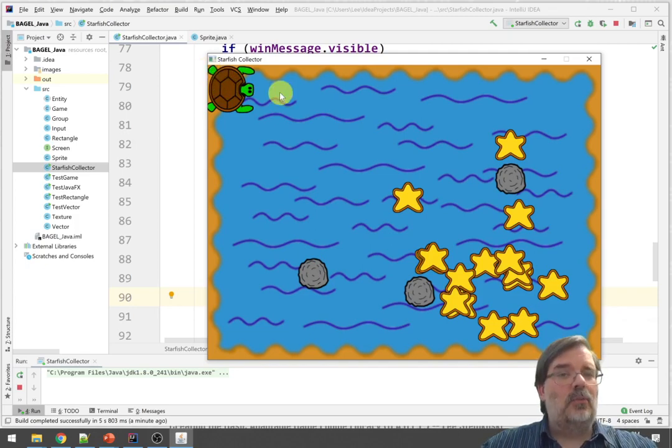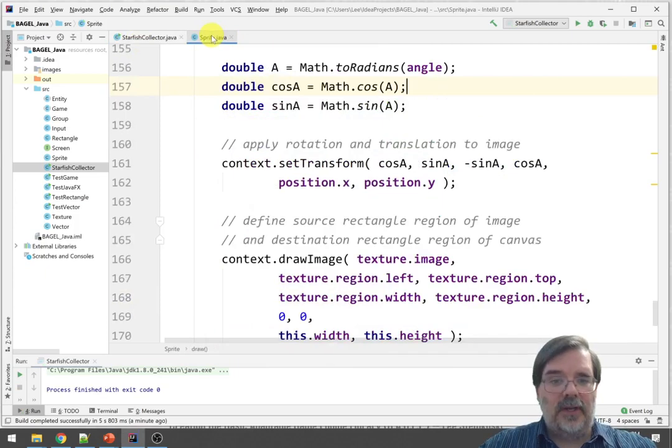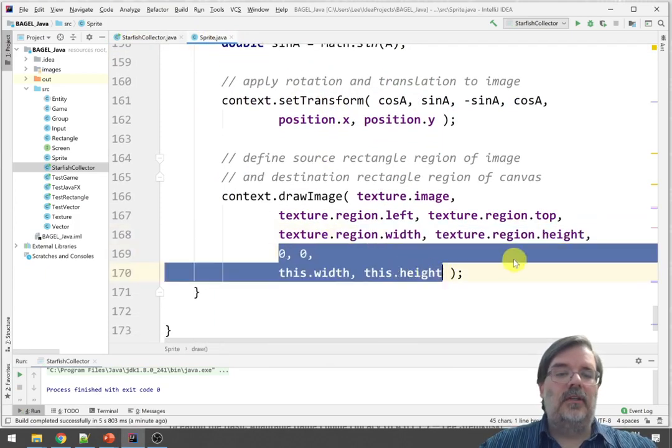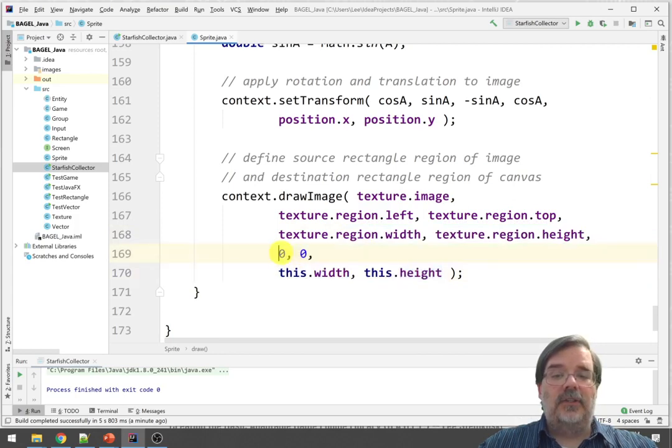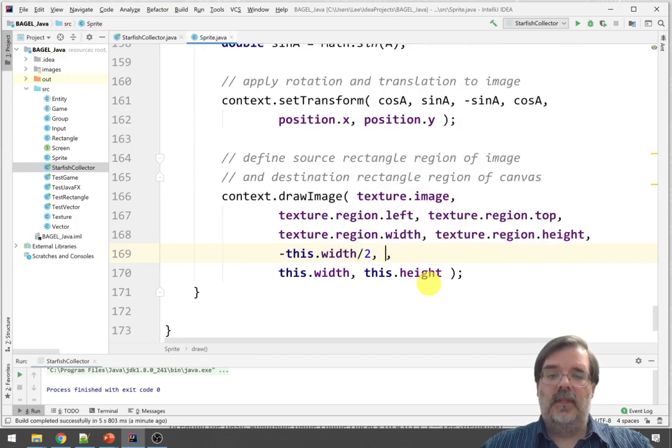And then the turtle will spin correctly. So I'm going to go ahead and go back to the sprite code. And so instead of drawing the turtle along this location, we're going to back it up by half the width and half the height. So minus this dot width over 2 and this dot height over 2. And negative in both cases.